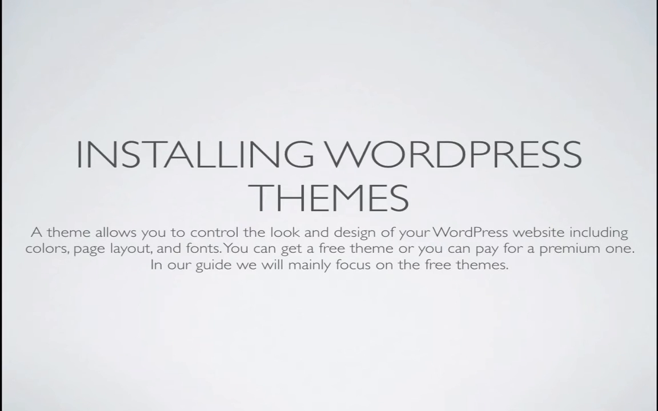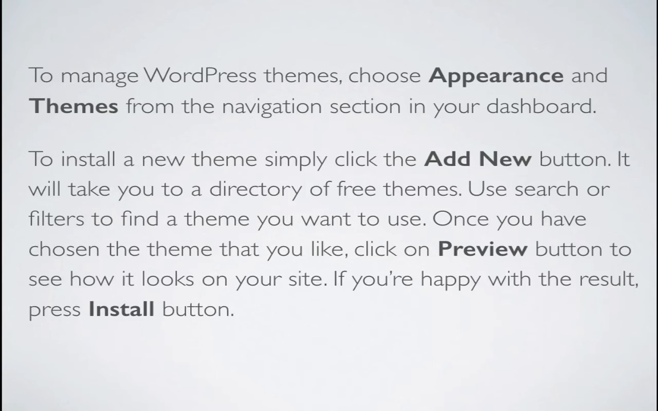A theme allows you to control the look and design of your WordPress website, including colors, page layout, and fonts. You can get a free theme or you can pay for a premium one. In our guide, we will mainly focus on the free themes. To manage WordPress themes, choose Appearance and Themes from the navigation section in your dashboard.